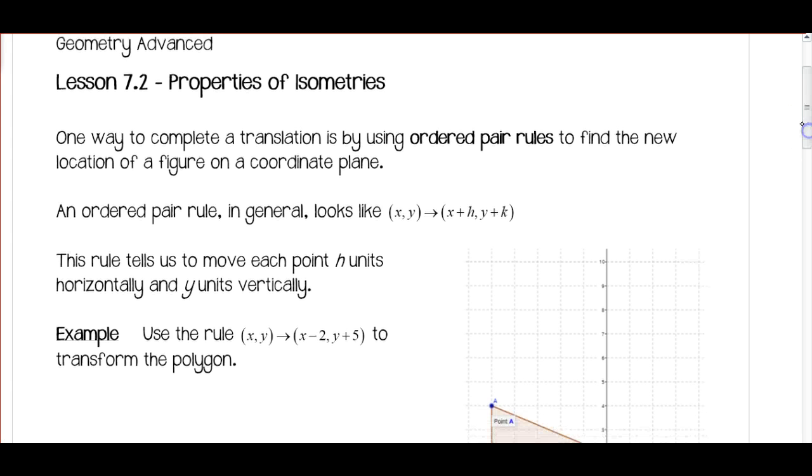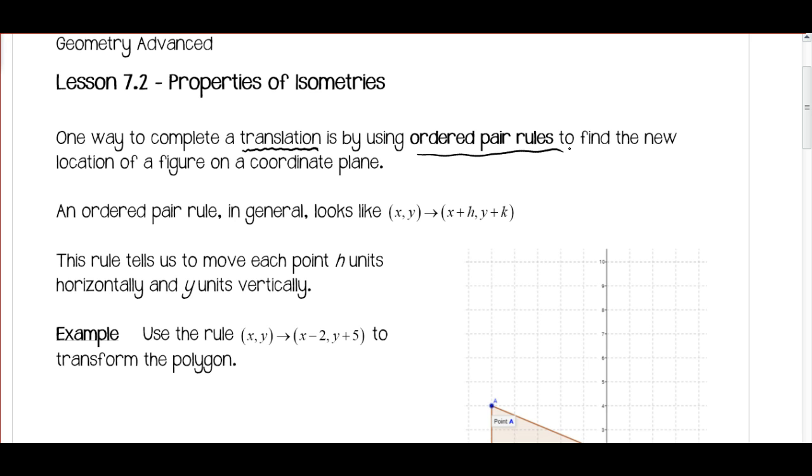So remember, an isometry is just a transformation where the size and shape of the original figure doesn't change. One way to complete a translation, one of our specific types of transformations, is by using ordered pair rules to find the new location of a figure on a coordinate plane.